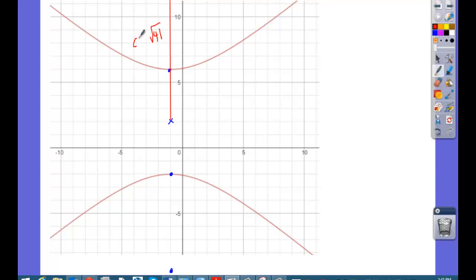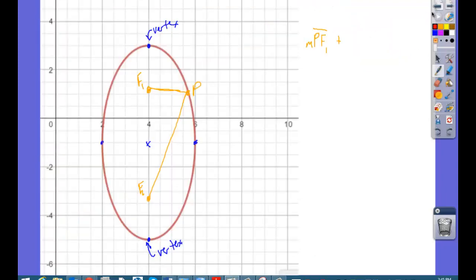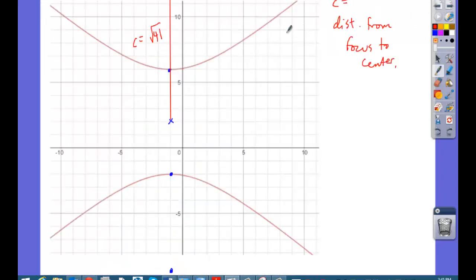This distance we call c. So c is the distance from the focus to the center, and that is true here on the hyperbola, and it's also true on any ellipse. From the focus to the center, we're going to call that c. But for now we're here and we have this. Here's the relationship that we can count on.